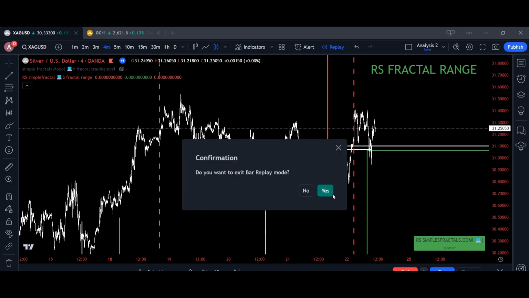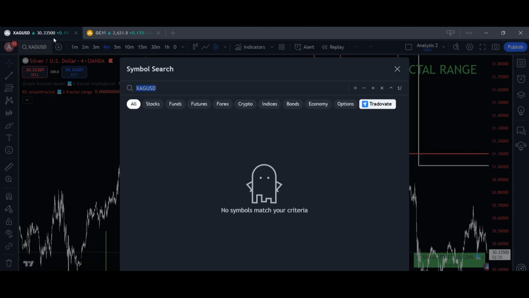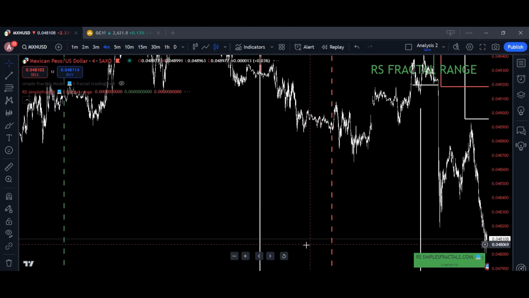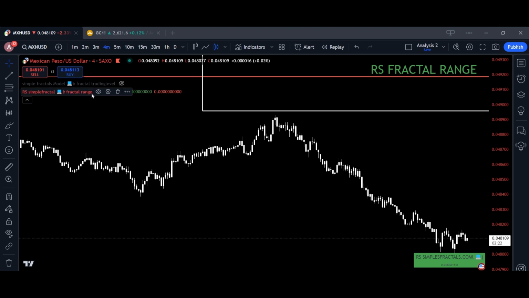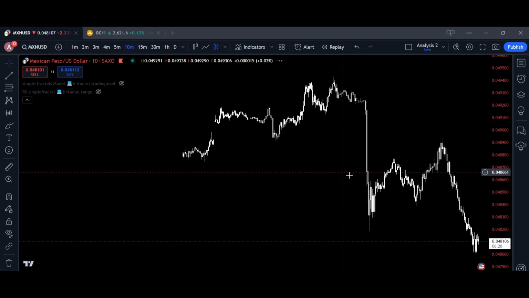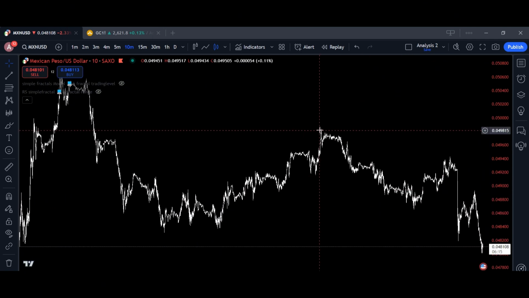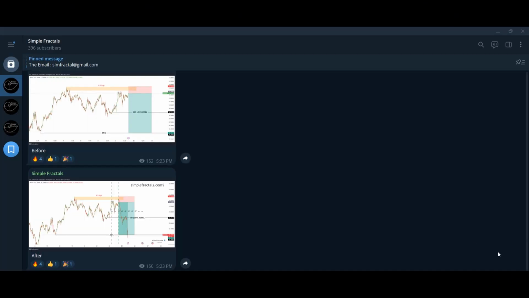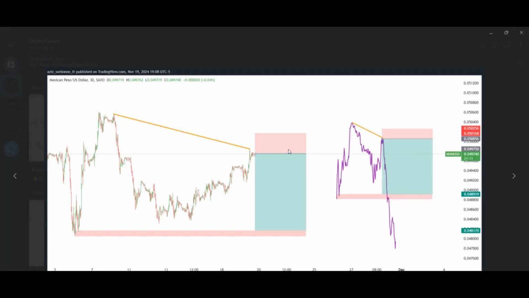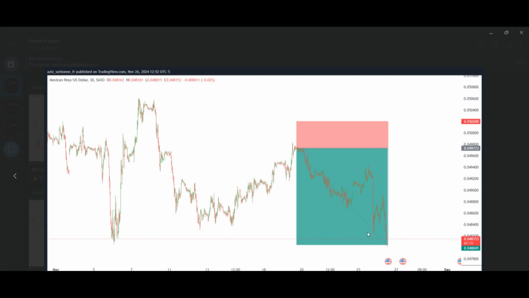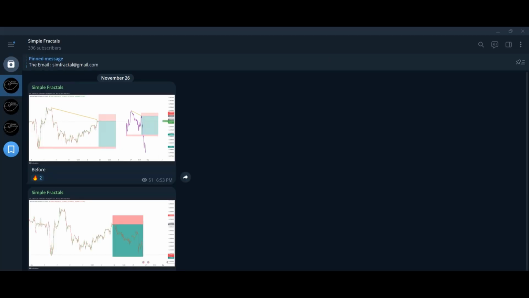Also, we have another trade breakdown on Mexican USD. On the 10-minute chart right here, we take a short position from these highs right here, from this high. So this was the trade. We take a short position right here using the Y model and exactly straight to the take profit right there.